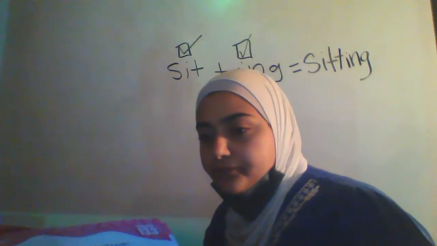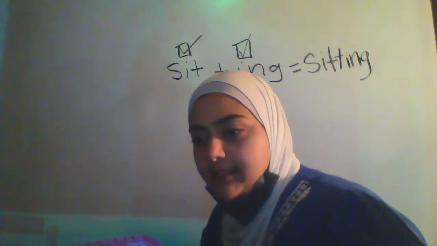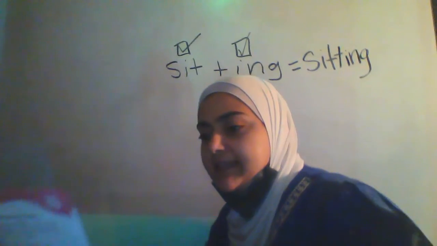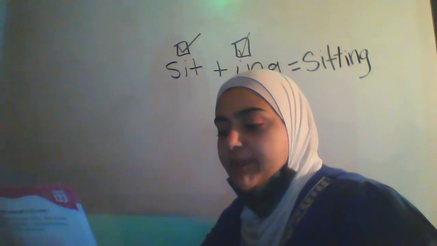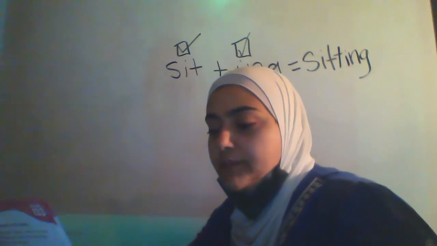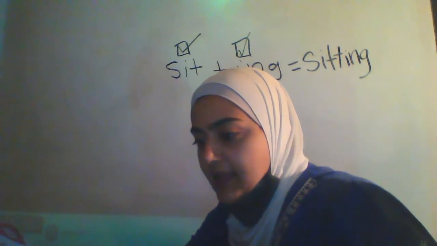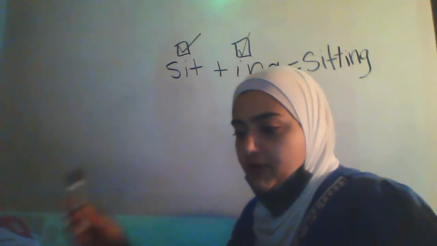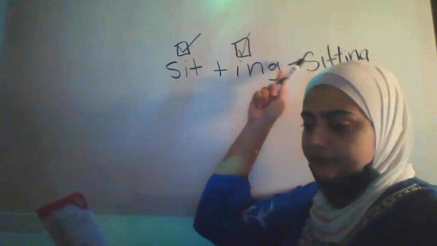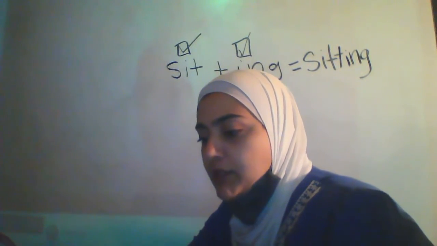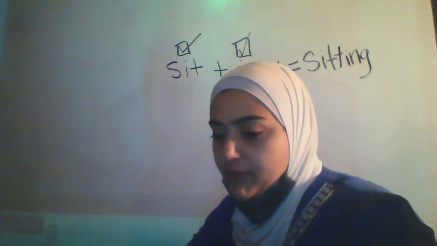So, let's see. Now we have two check marks, and that means it'll be S-I-T-T-I-N-G. We should double the final consonant T before adding suffix ing. Is sitting spelled correctly here according to what we just learned? Yes, excellent. That's right, the rule worked. Now we'll learn something new about the doubling rule.